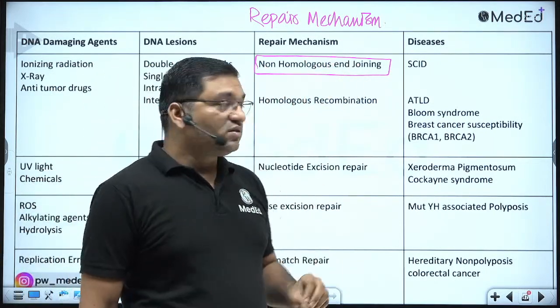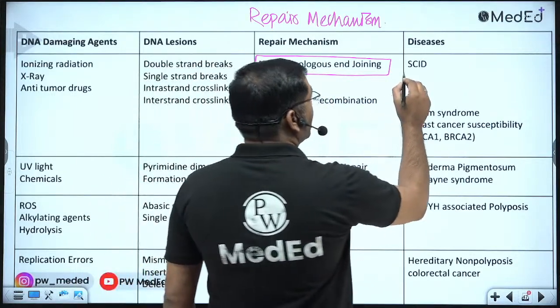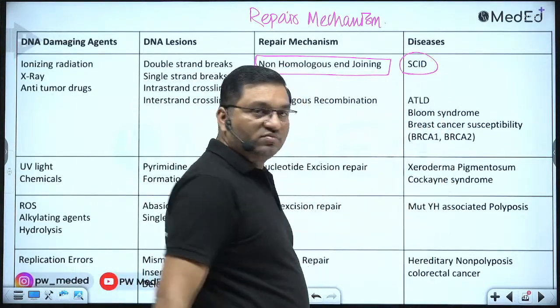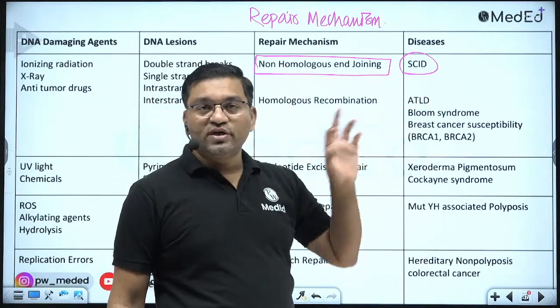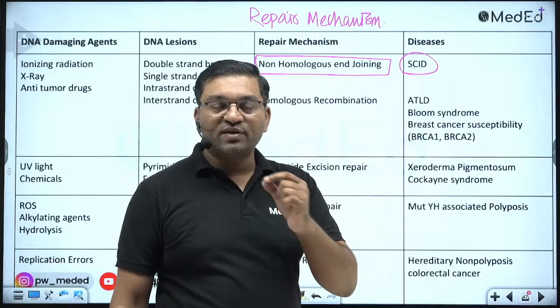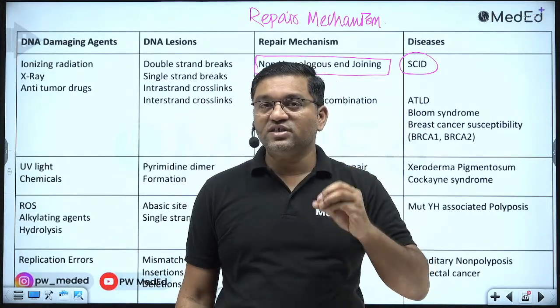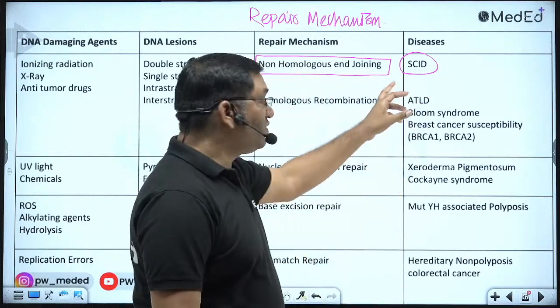And the disease which is related with non-homologous end joining is severe combined immunodeficiency. Severe combined immunodeficiency. This is severe. Remember this severe combined immunodeficiency. This was the first disease for which gene therapy was tried.